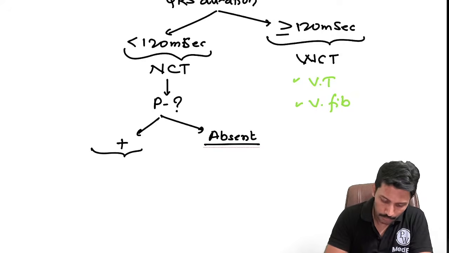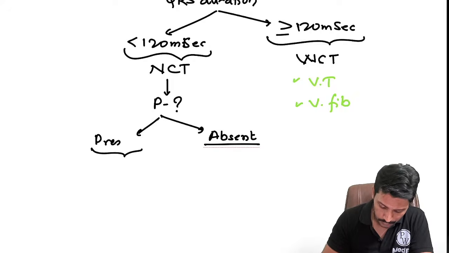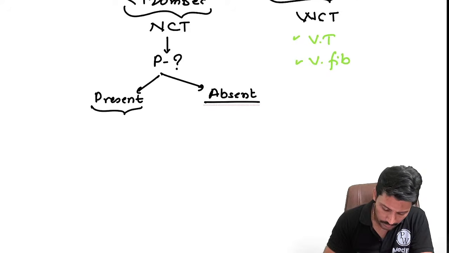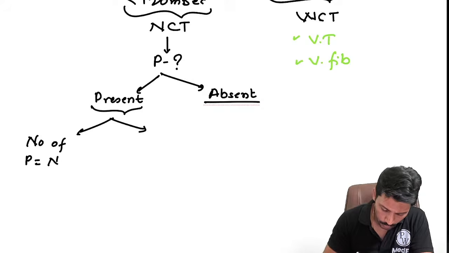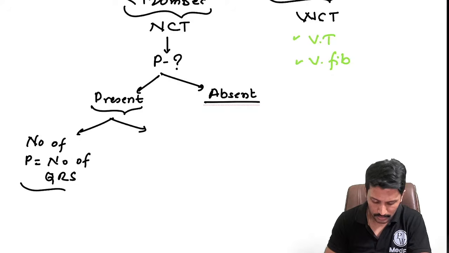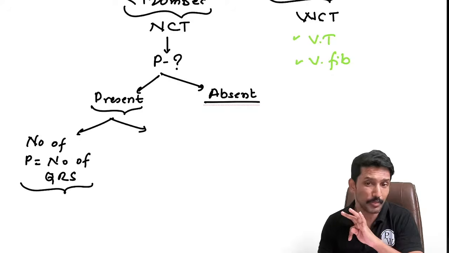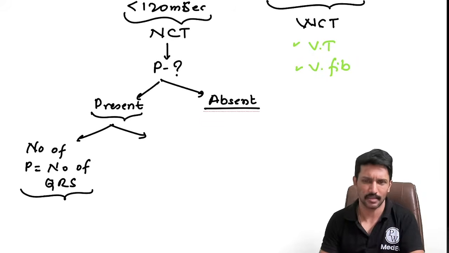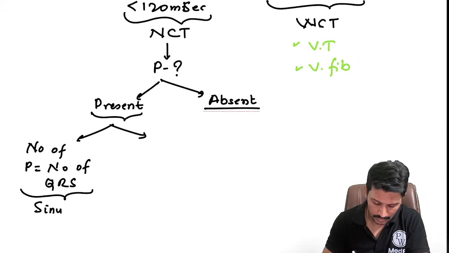If P waves are present, all I want you to do is see whether the number of P waves is equal to number of QRS. Means each P is followed by a QRS. P is there and each P is followed by a QRS in a patient with high heart rate, tachyarrhythmia. It is sinus tachycardia.